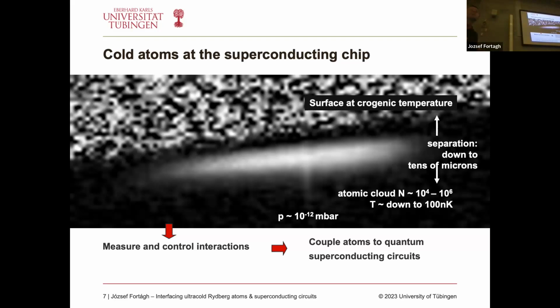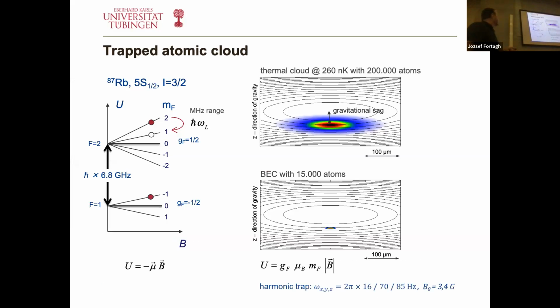We measure and control interaction between the atoms, and the goal is to couple atomic states, hyperfine states or Rydberg states to the field of the microwave cavity. We work with rubidium atoms, rubidium-87, and we trap them in the lower hyperfine ground state magnetically. We use harmonic magnetic traps, thermal atoms, or Bose-Einstein condensates.